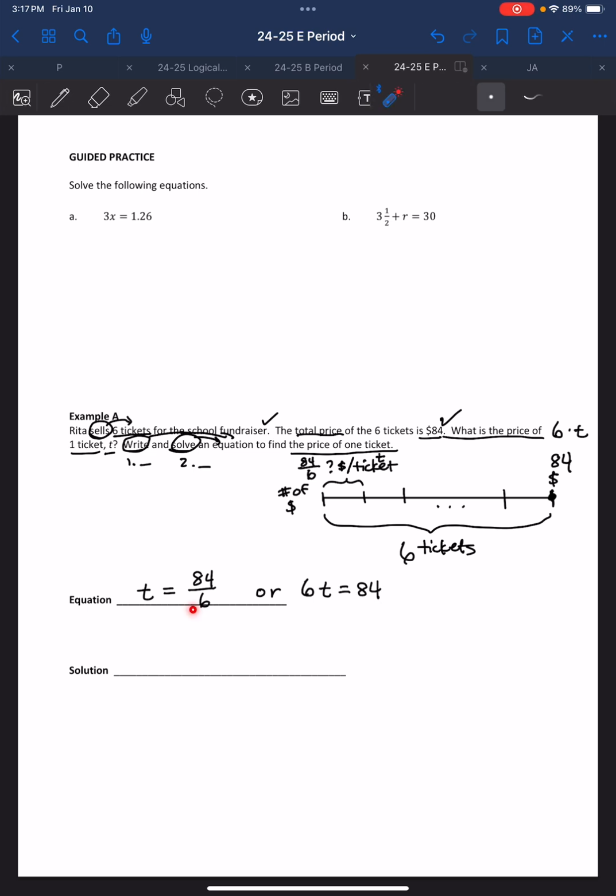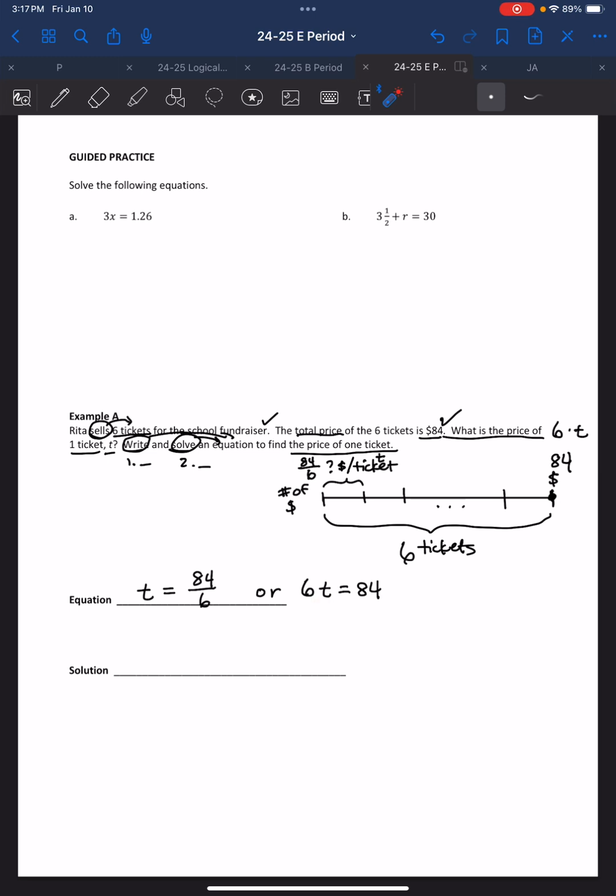And while these equations look different from each other, they're actually conveying the same information. Division is finding the number that multiplies the second number that you're dividing to equal the first number. Well, that's it right there. 6 times T is equal to 84. While these equations look different, they're actually conveying the same piece of information. Okay? So that's the equation.